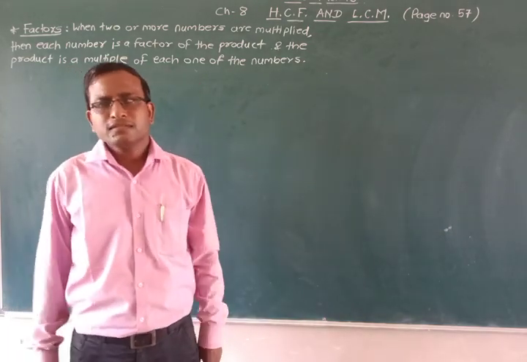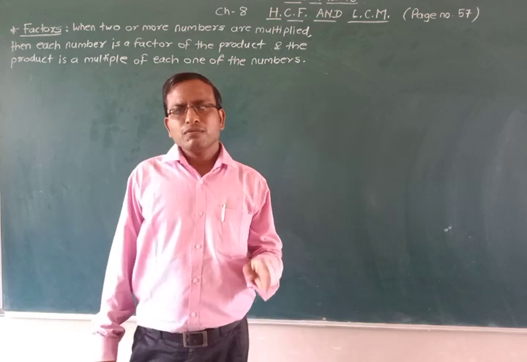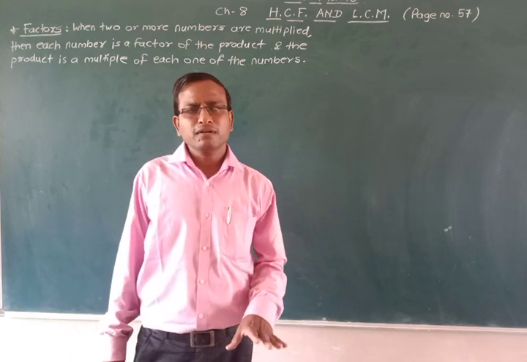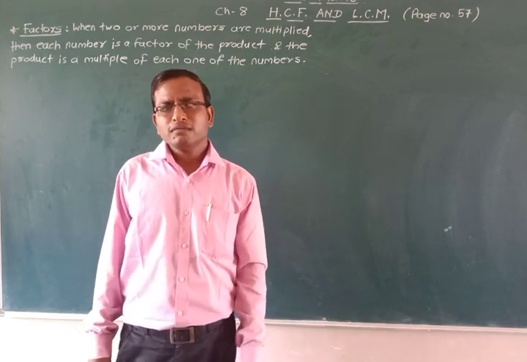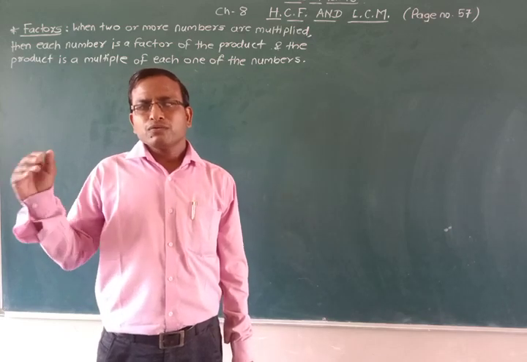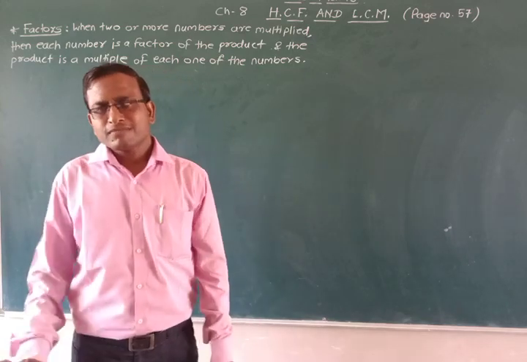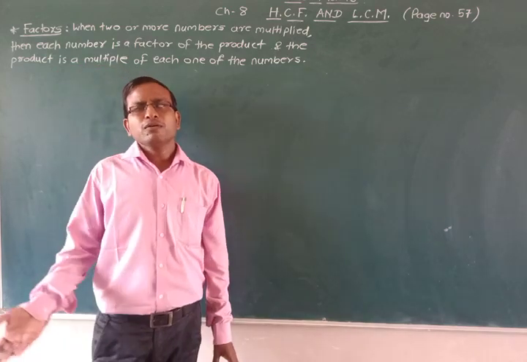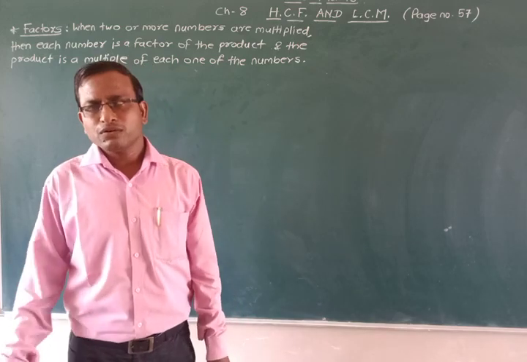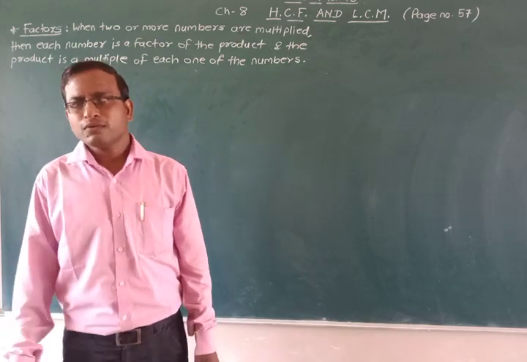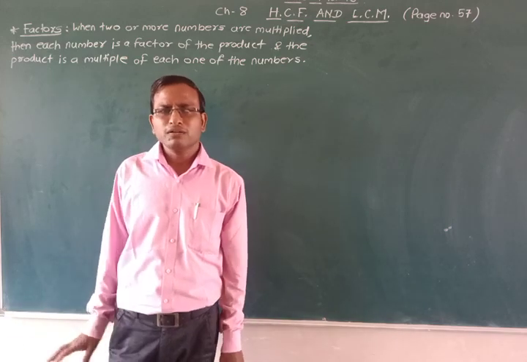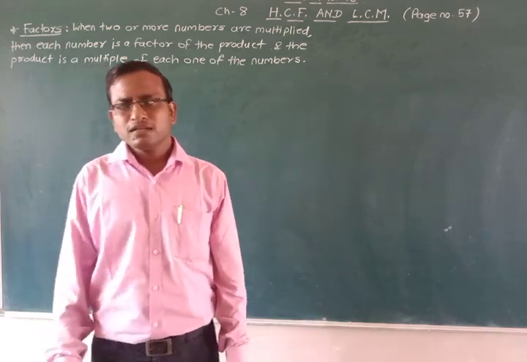Natural numbers are the numbers starting from 1, 2, 3, 4, 5 up to infinity. This type of number is called natural numbers. Next, whole numbers. What is meant by whole numbers? Whole numbers are the numbers starting from 0, 1, 2, 3, 4, 5 up to infinity. This type of number is called whole numbers.